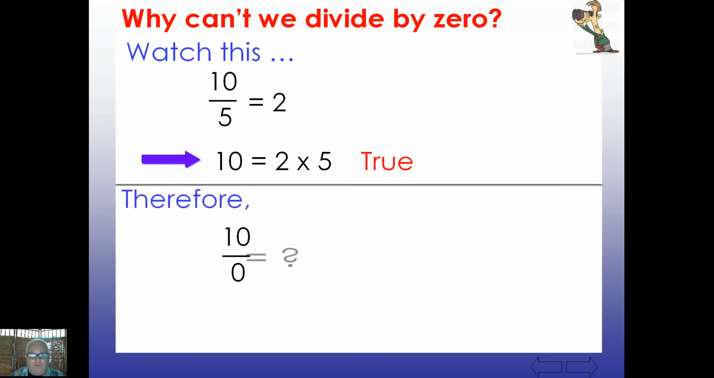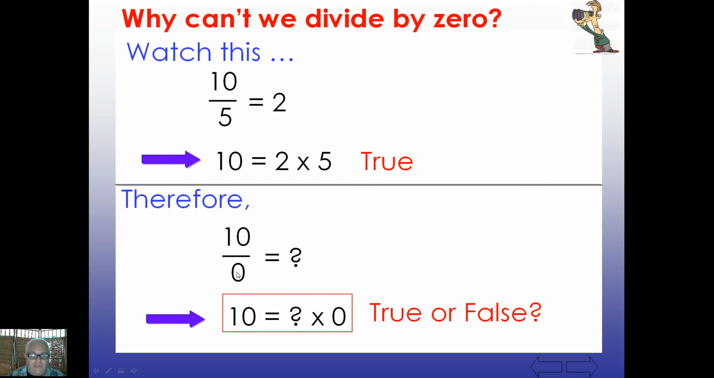All right, now, therefore, if we follow the same steps, what's 10 divided by 0? Well, let's honestly say we don't know. Instead of putting a 2 there or something made up, we'll just put a question mark. We don't know what that is. Now, what did we do here? Here we multiplied 5 times 2, and we got the number 10. So let's do the same thing. Is it true that 0 times this question mark is going to equal 10? Well, we know that 0 times anything is 0.